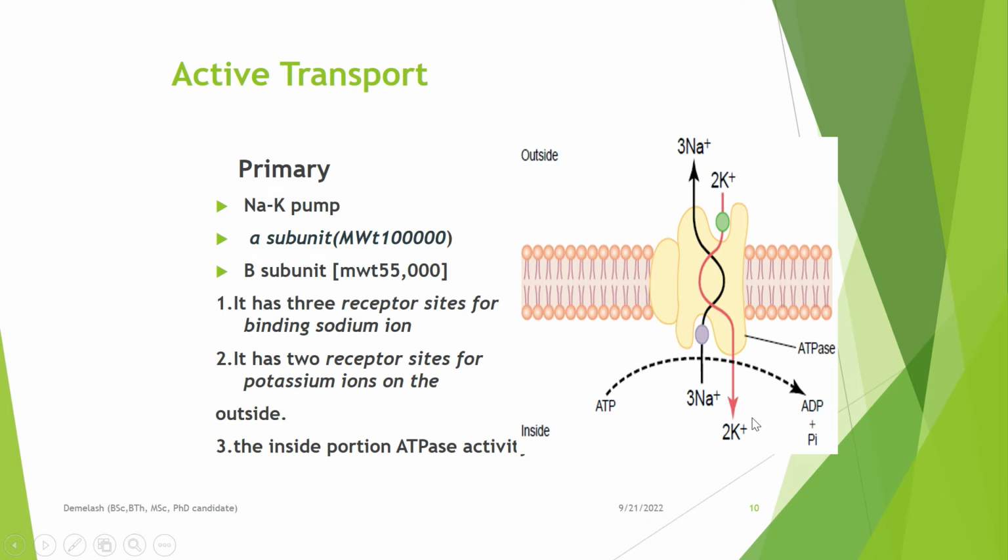So ATP will be used, so adenosine diphosphate and inorganic phosphate will be formed, and potassium will enter through this mechanism against its concentration gradient because of energy expenditure. Okay, so all cells have such mechanisms. So this is outside, this is the inside. Okay, this is how it is transported.